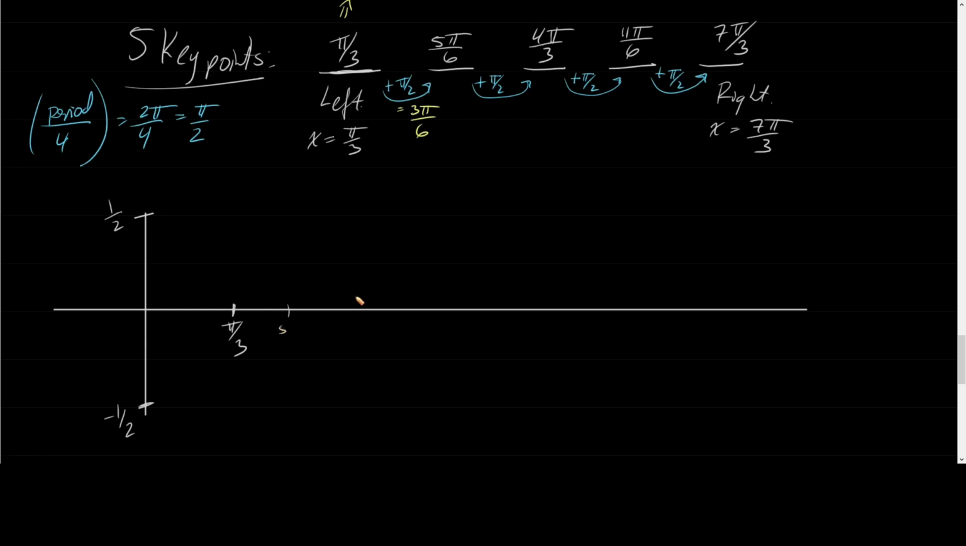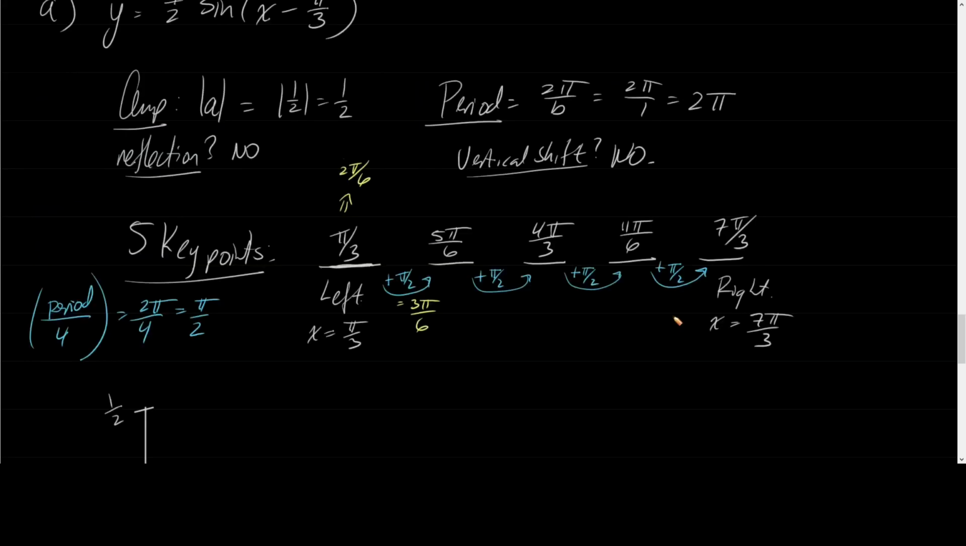Actually, let's do it this way because I drew it so large. I'm going to say let this be 5 pi over 6. This is going to be 4 pi over 3. This is going to be 11 pi over 6, and this is going to be 7 pi over 3. And now all we need to do is draw our sine graph off of these key points, all right?